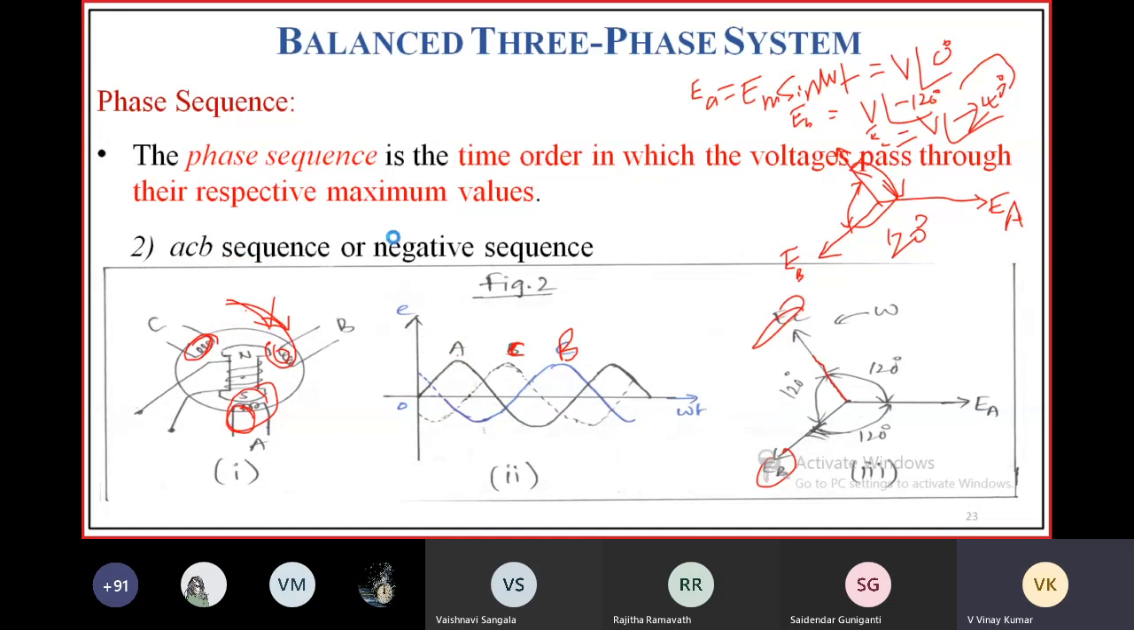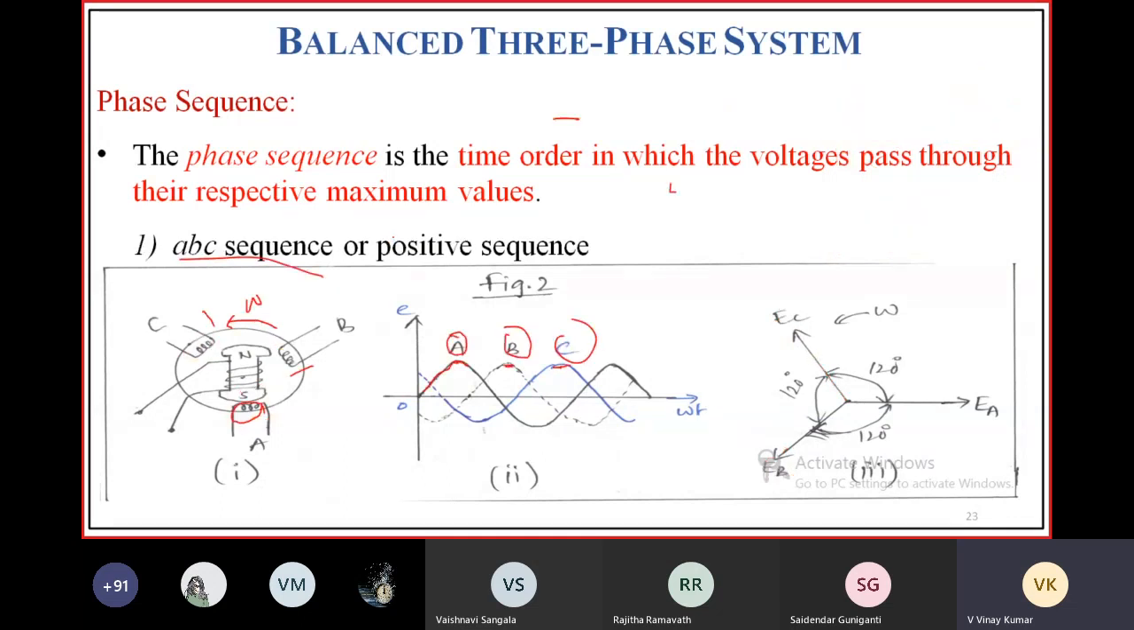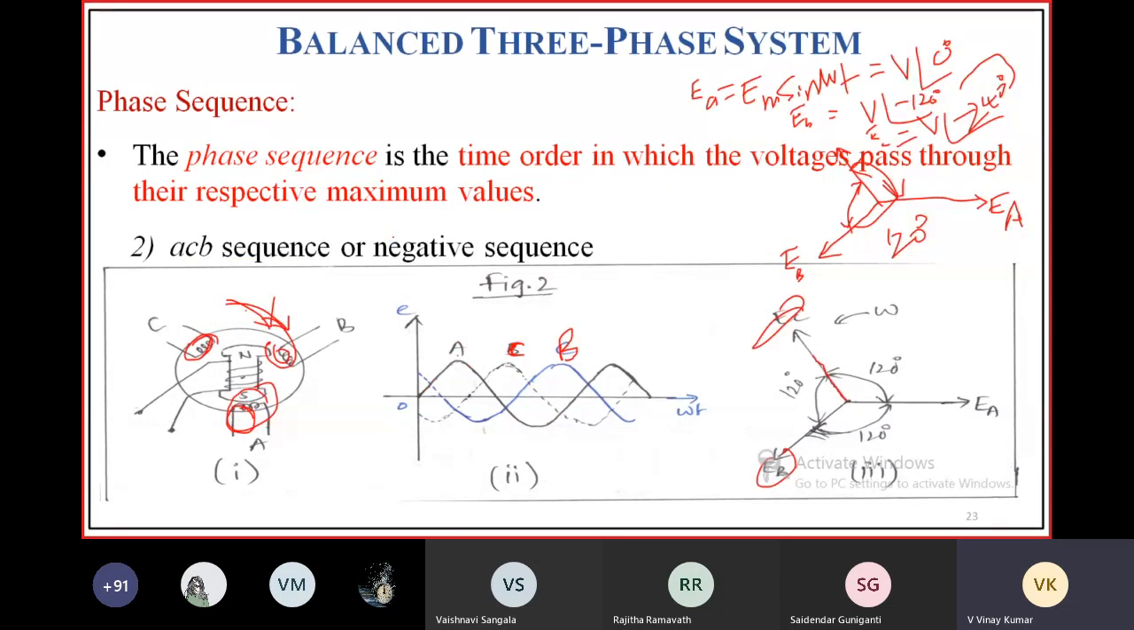What is the observation here? The rotor is rotated in counterclockwise direction when the phase sequence is ABC. The rotor is rotated in clockwise direction when the phase sequence is ACB. Means if you change the phase sequence, I can change the direction of the rotor. I can change the direction of the rotor by changing the phase sequence.